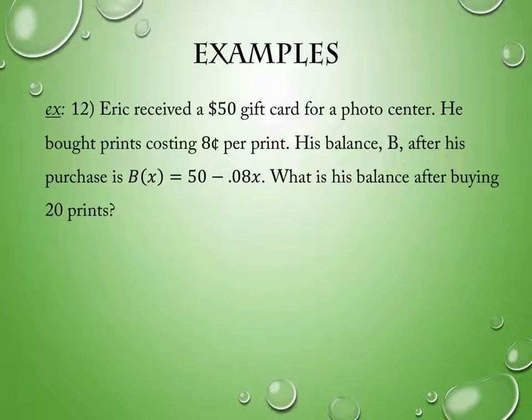So in this equation, what is the slope? It's the 0.08, right? You think about your equation, y equals mx plus b. Slope is the number multiplied by x. So it's the negative 0.08 in this case. That's slope. And all it's showing is how the funds on his card are changing with every print he purchases. Every print he purchases subtracts 8 cents from his card.